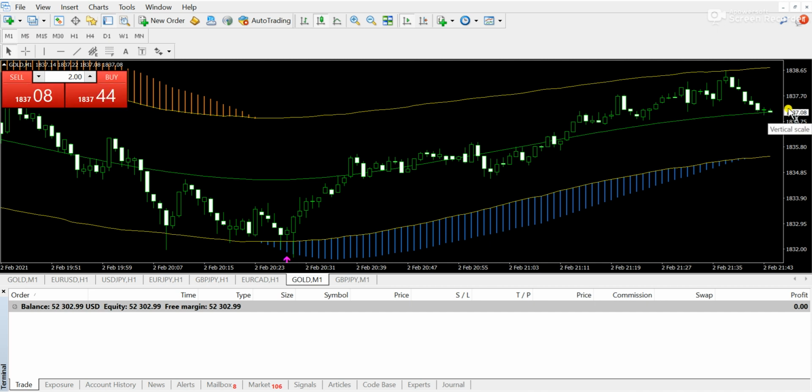So it's a very simple trading strategy, and hopefully you must have liked this, and you can see the market is still pumping below the green line.